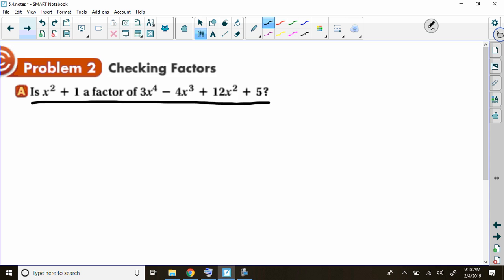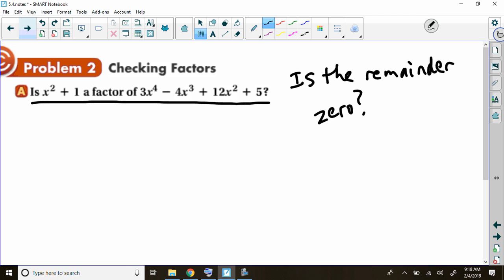This question really should be written, is the remainder 0? Really, that's what this is asking. Because if it is, then the answer is yes. If the remainder is 0, then x squared plus 1 is a factor. So the implication here is that we're going to have to divide. Without telling us, they're really telling us, you're going to have to divide this. So divide and see what the remainder is. If the remainder is 0, the answer is yes. If the remainder is not 0, then the answer is no.